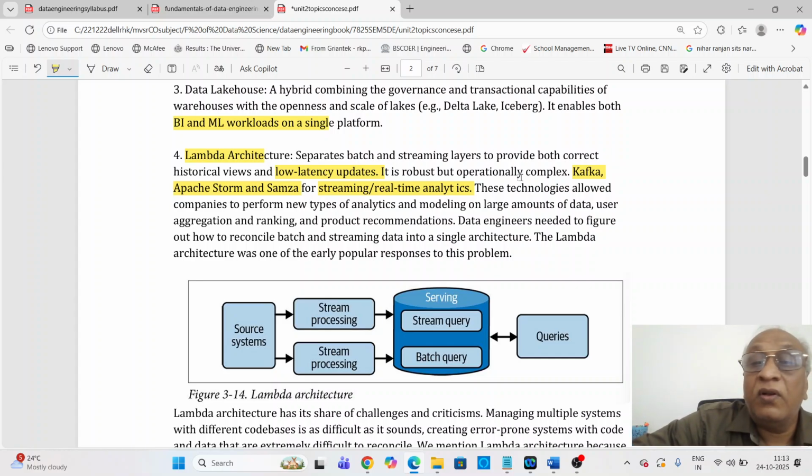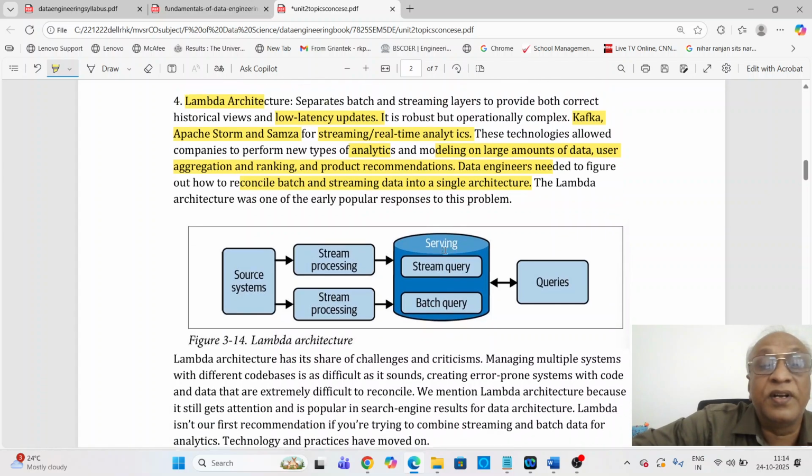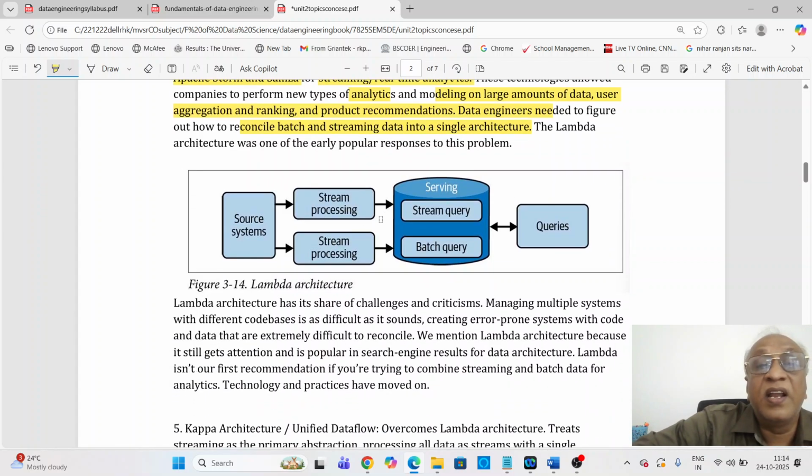Now, when they used it with Kafka, Storm, or Samza, what companies could do was perform analytics and modeling on large amounts of data: user aggregation, ranking, product recommendation. But the challenge was that the data engineer needed to figure out how to reconcile batch and streaming data into a single architecture. So that's when Lambda architecture came. And as you can see in the diagram, you have separate stream processing, serving, and batch processing.